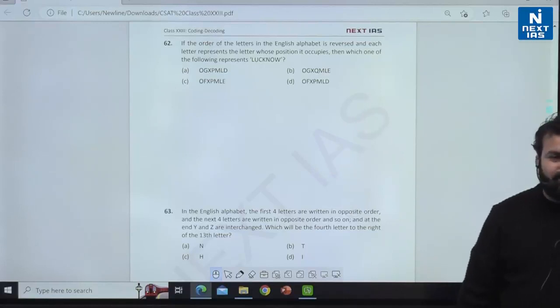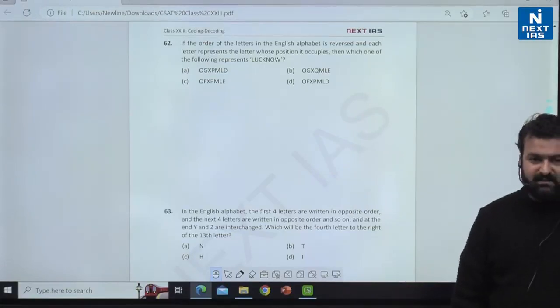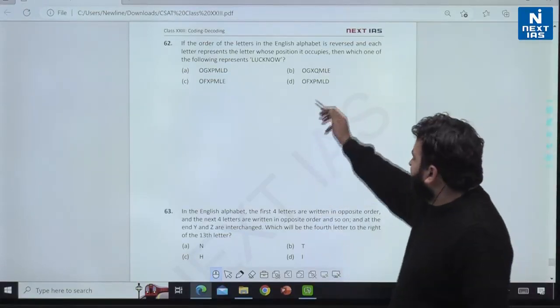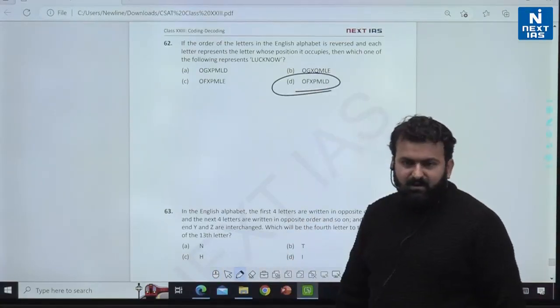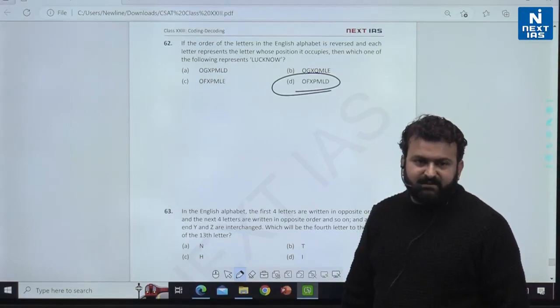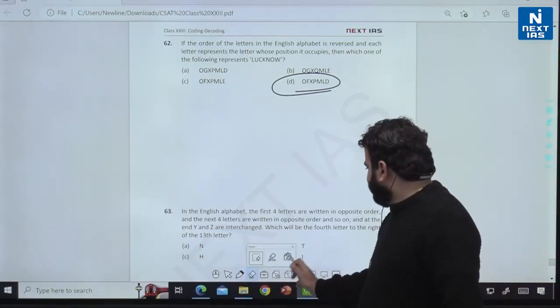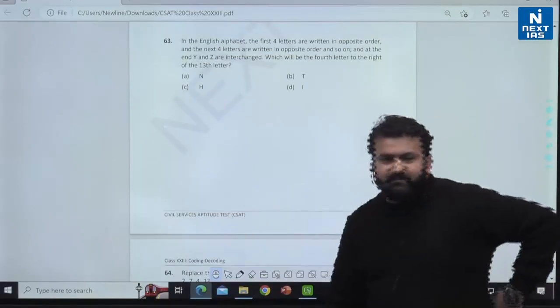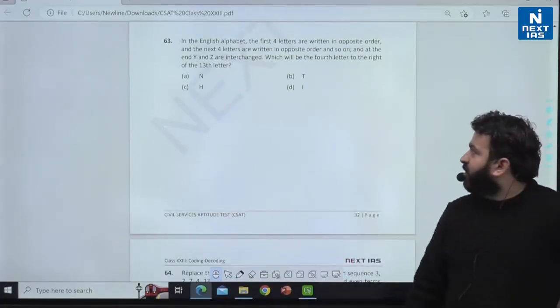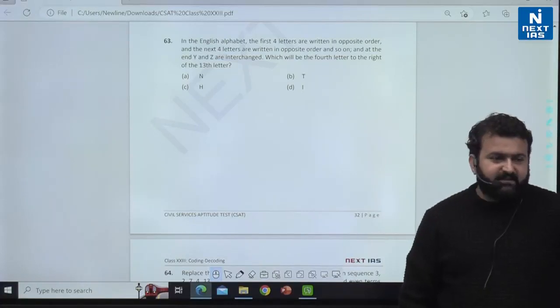Question number 62. All of you, what is the answer? Option D. All of you getting answer option D? Option B, T. All of you getting answer option B, T.